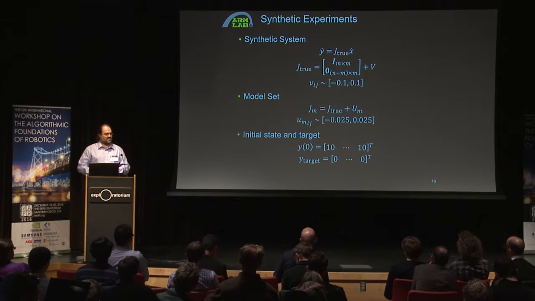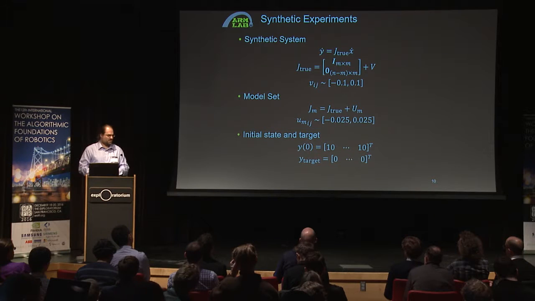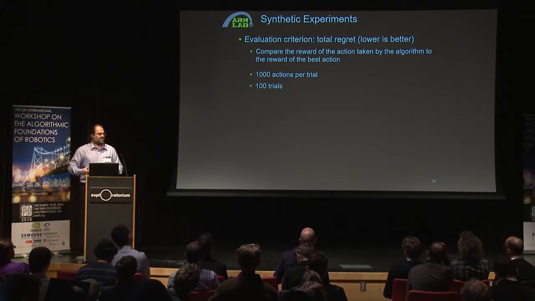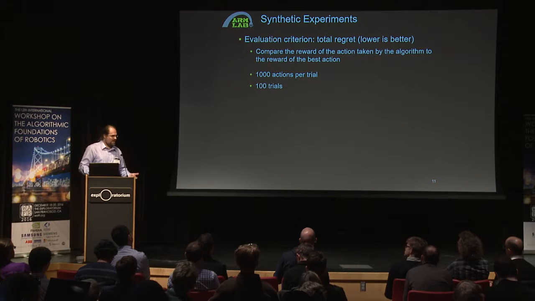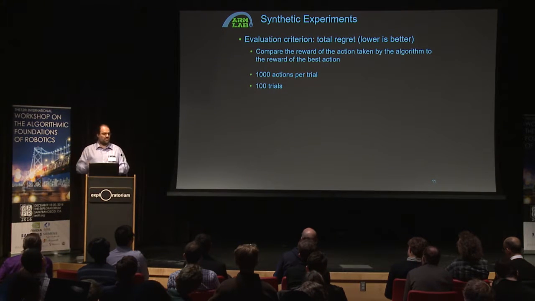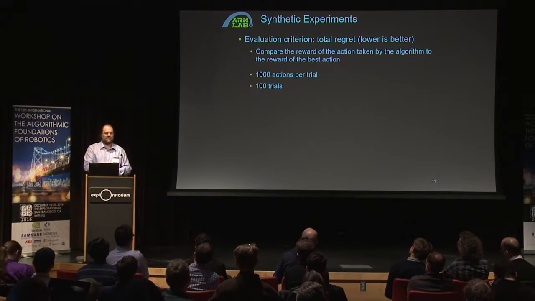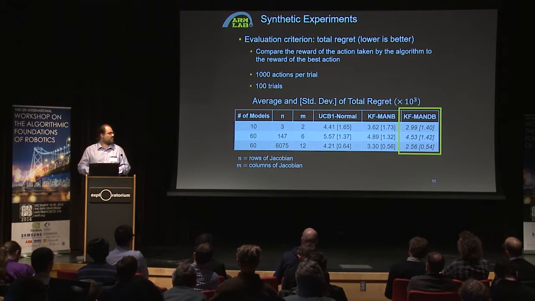We're going to start the system at 10, 10, 10, 10, and try to drive it to 0. Our error is just the difference between the origin and where we are. The criterion we're looking at here is total regret, so lower is better. We don't want to regret things. It's a comparison between the reward of the action the algorithm selected and the best action the algorithm could have selected. We're going to use 1,000 actions per trial, so we're going to command the system 1,000 times. We're going to run 100 trials to evaluate this across a broader range of systems to get some estimate of its performance in general.